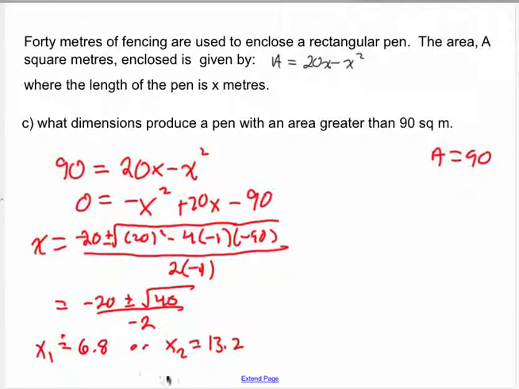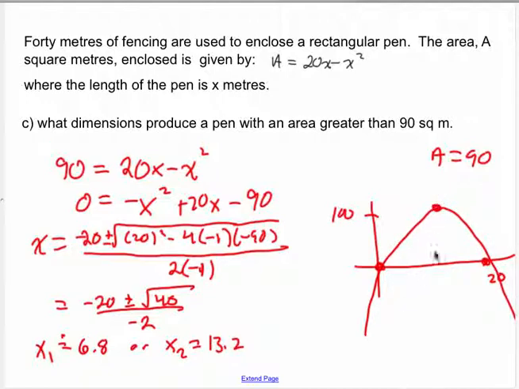So let's go back to the question and see how we deal with two answers. What dimensions produce a pen with an area greater than 90? Well, let's just do a quick sketch here. I know that my x-intercepts are 0 and 20, and I know that my area maxes out at 100. So something like that, maxing out at 100. Meaning that an area greater than 90, well, 90 is about here. Meaning that I'll have an area of 90 for some x value, or length value, and I'll also have an area of 90 for a second length. In other words, there's two rectangles that give me the same area of 90.